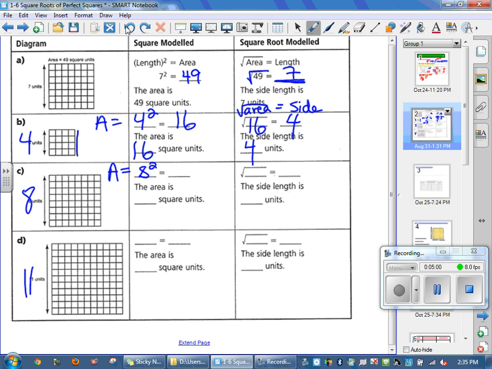So we get 8 squared is 64. So our area is 64. Now we're going to square root our area. Root 64 gives us how big? 8. Good. So our side length is 8. It's working backwards.